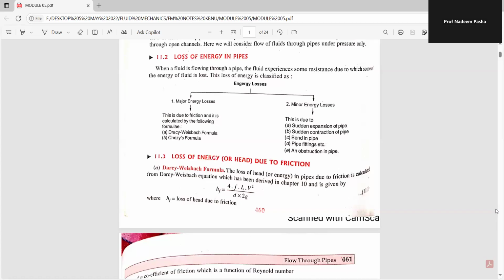Energy loss. So this is major energy loss. This is due to friction and it is calculated using the Darcy Weisbach formula and Chezy's formula. Whereas minor losses in pipes are due to sudden expansion of pipe or sudden contraction of pipe, bends in pipe, pipe fittings and obstruction in a pipe.